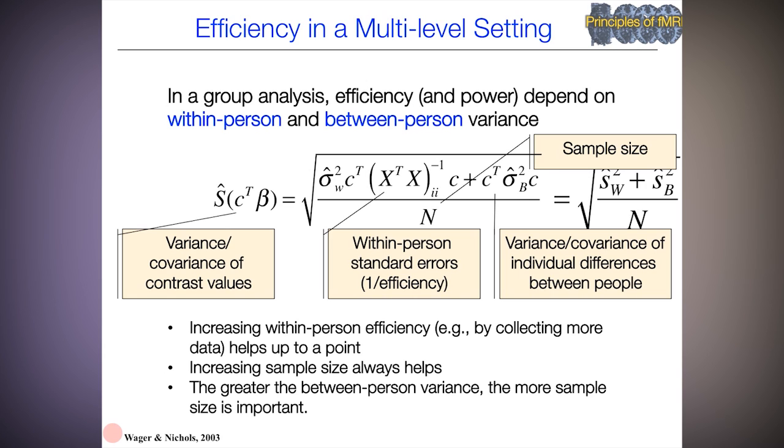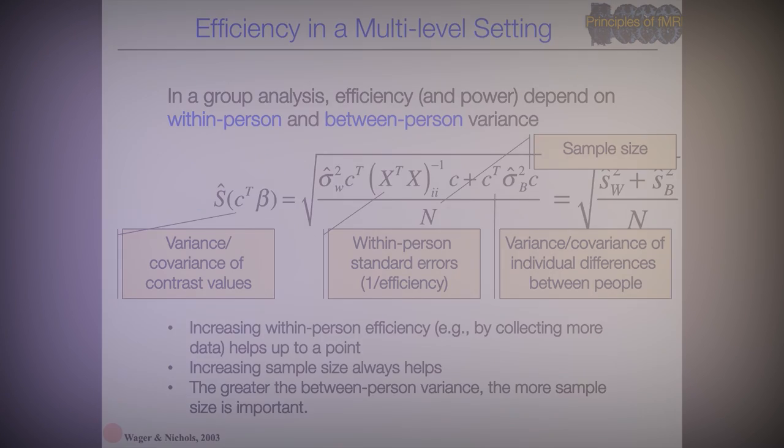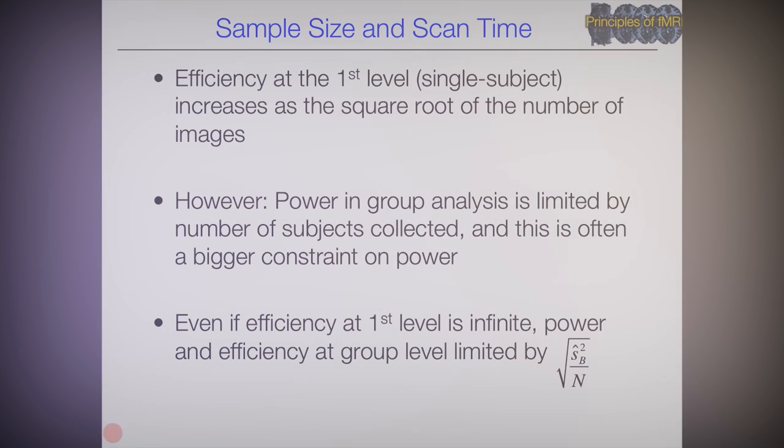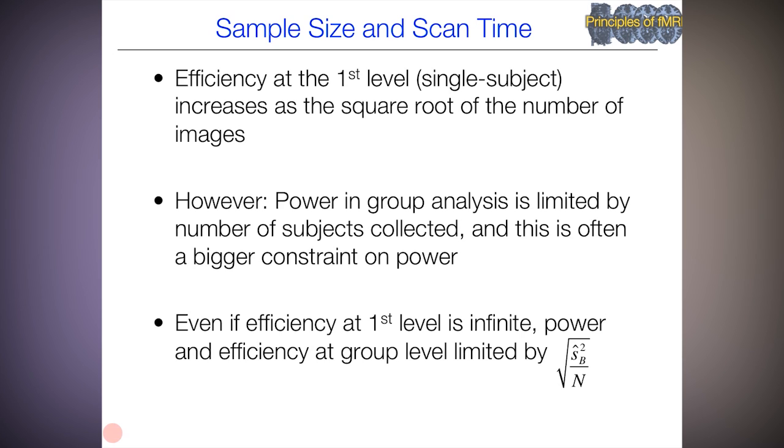And the greater the between person variance versus the within, the more sample size is actually really important. And at a certain point, I can keep collecting data within a person, right? And the contribution of the within person error will drop essentially to 0 if I collect enough data within a person. So in that case, power is really going to be limited by the number of subjects that I collect. So that's often a bigger constraint on the power. So even if the efficiency at the first level is infinite, power at the group level is limited by this square root of the between subjects variance divided by the sample size.